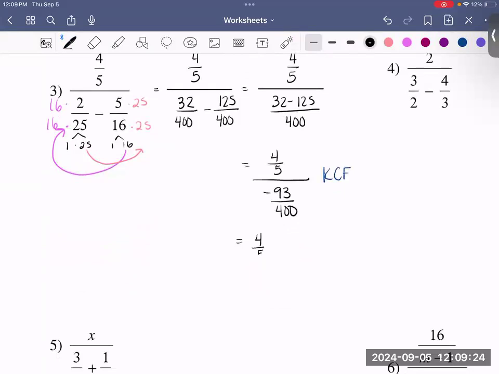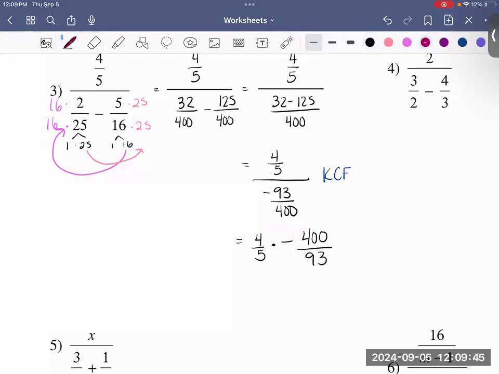4 over 5 remains the same, and the only one that changes is going to be the one down below, the one doing the dividing. 93, not 93. We got to flip it upside down. Over 93. And then we could, if you wanted to, go ahead and multiply straight across, but then we're going to be working with pretty large numbers.